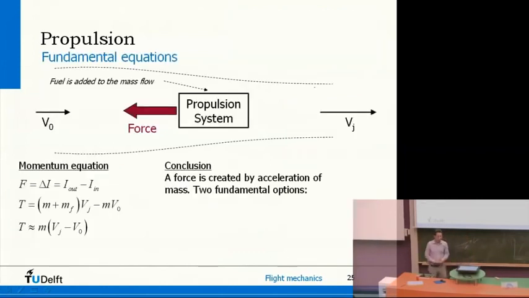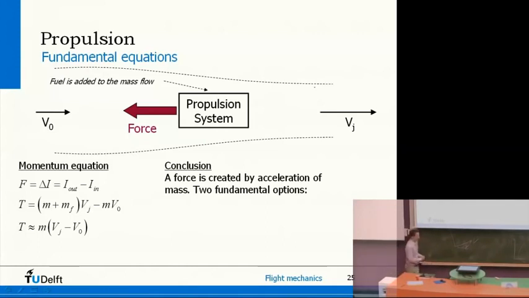So the most fundamental thing is to realize that if you have a propulsion system, no matter which one you have, they all work in the same way. They all somehow take a bit of air and accelerate it. And by accelerating air, you create a force through the momentum equation. So basically the momentum of the mass flow of the air at the exit of the engine compared to the momentum at the entrance, the difference between the two, that will actually be the force that is created.